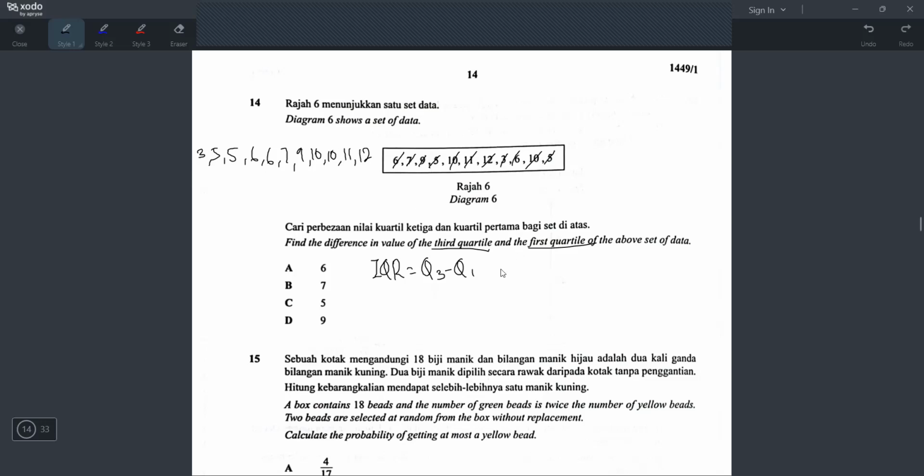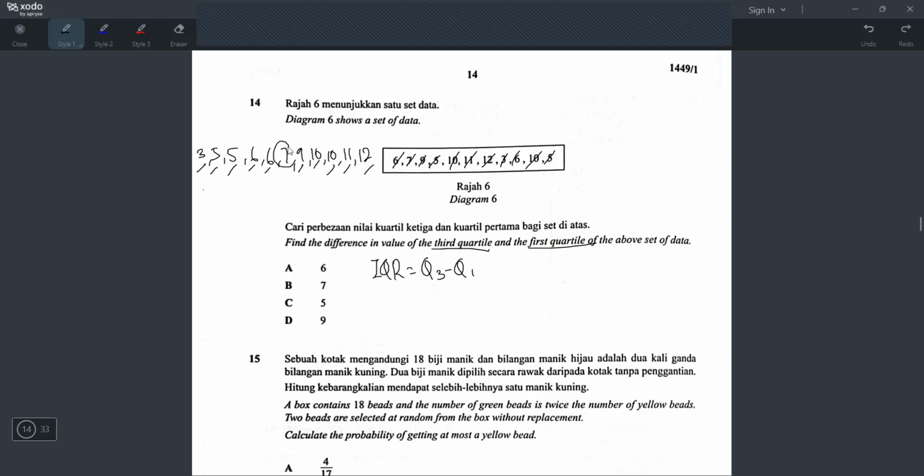Okay, so before I find the first quartile and third quartile, I need to find Q2 first, right? And for those who don't know what Q2 is, Q2 means the median. Median means the number at the middle. So what you do is you will cut here, because you want to find the median, right? And then cut here, cut here, and so on.